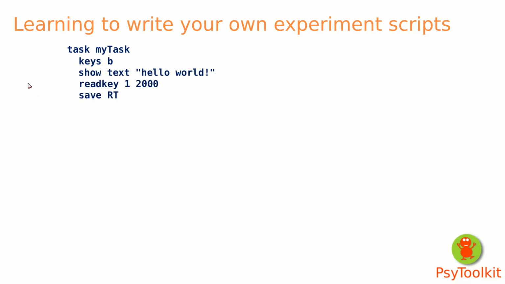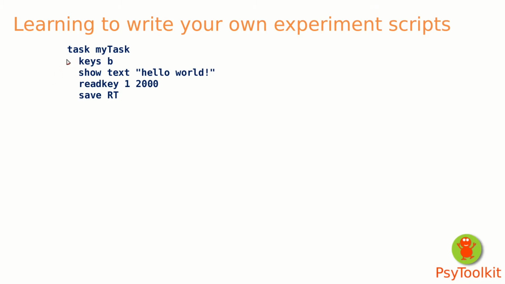So here we have the description of one trial. We tell the computer there is a key called the B key of the keyboard being used. You show text to the screen, hello world. You check if a key is being pressed for, in this case, 2000 milliseconds. That's the maximum response time, and you save the data to a data output file. Don't worry, I'm going to show this later in more detail, but this is what it looks like. So you type these lines.